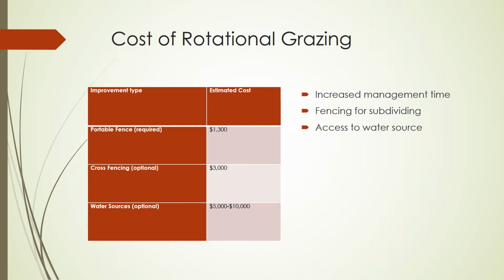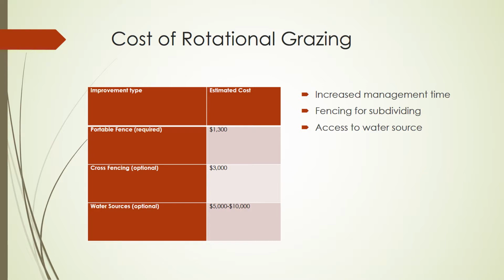The main cost of rotational grazing is increased management time, moving cattle from paddock to paddock, as well as creating a rotational grazing plan to utilize those paddocks. Fencing for subdividing may also be required. This can either be done with a portable fence, such as the polywire in the previous slide. The average cost for that would be about $1,300.